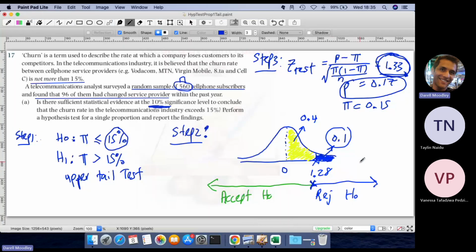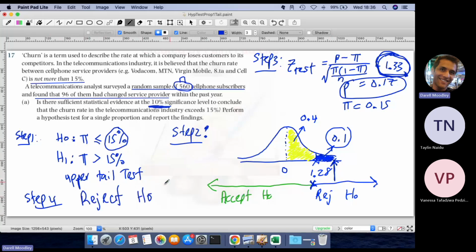Let me know if you don't understand why you're rejecting H naught. But you can see your test statistic, 1.33, is greater than 1.28. So that means it's on the right of 1.28. It's somewhere here. We don't have to be exact. We just know that it falls in the rejection region. So we reject H naught, and that's your step 4. Step 4, we reject H naught.